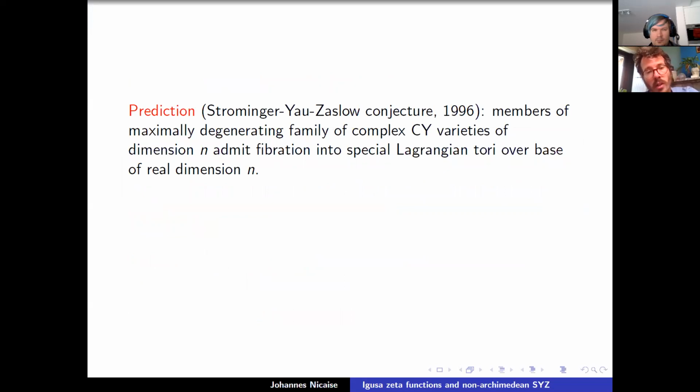An influential conjecture that attempts to give a geometric explanation for mirror symmetry is the Strominger-Yau-Zaslow conjecture. It states that members of a maximally degenerating family of complex Calabi-Yau varieties of dimension n admit a fibration into special Lagrangian tori over a base of real dimension n. In fact, we expect the base to be a topological n-sphere. This conjecture was also mentioned by Dimitri a couple of months ago, back when we were still allowed to have seminars at the department, when he talked about Gromov-Hausdorff convergence.